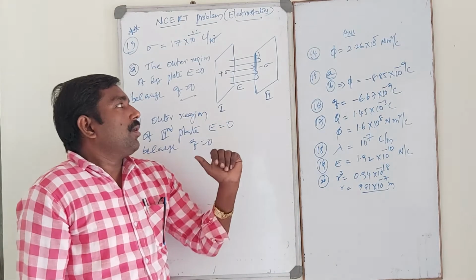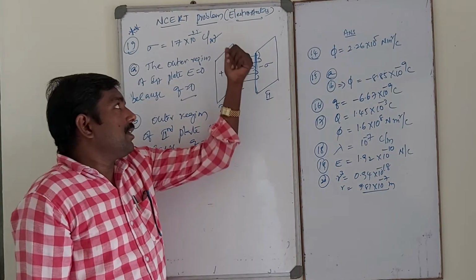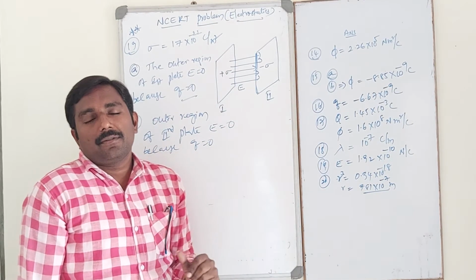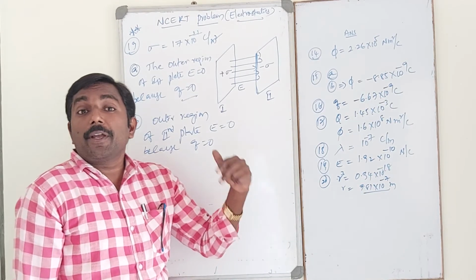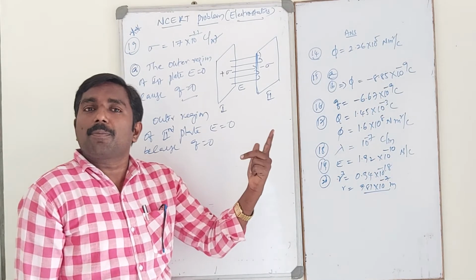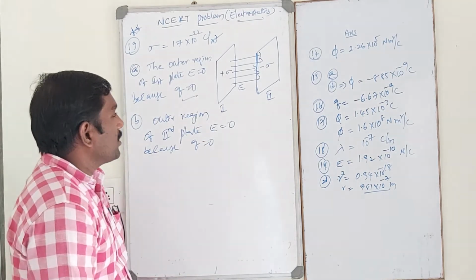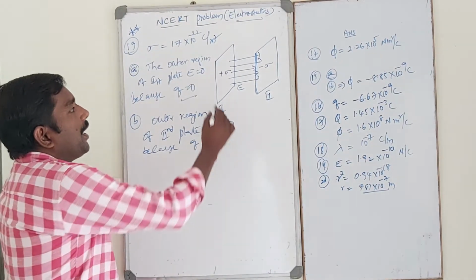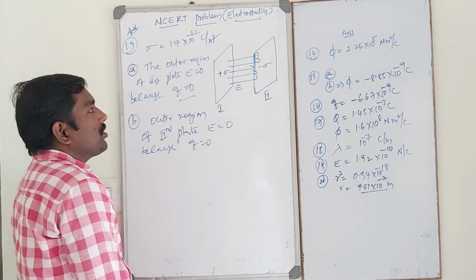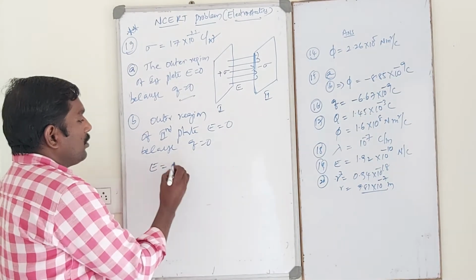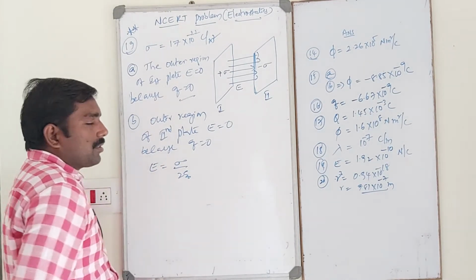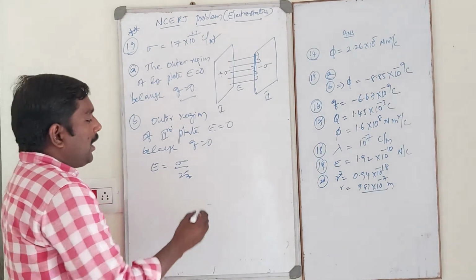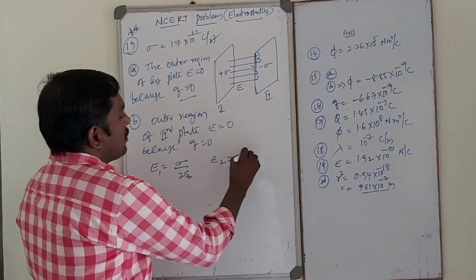Dear students, this is an infinite, uniformly charged plate. So by using Gauss law, one of the applications, the third application, which you already remember, the electric field due to an infinite uniformly charged plate is equal to sigma by 2 epsilon naught. This is the electric field for the first plate. Similarly, the electric field for the second plate? Same.